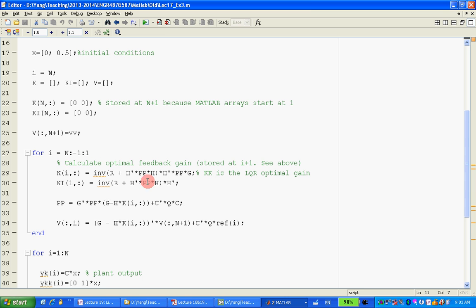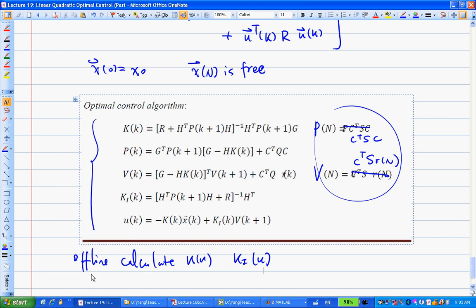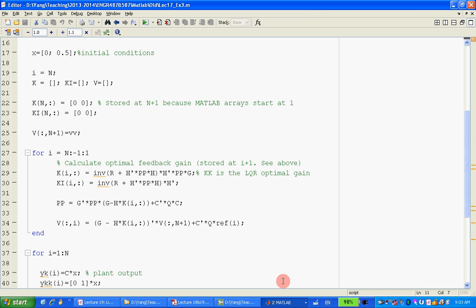This loop right here is to calculate the k, ki, and p, then the discrete quadratic equation p, and the v matrix, which is this one here. If you look at the expression in the M file, which is actually the algorithm over there.